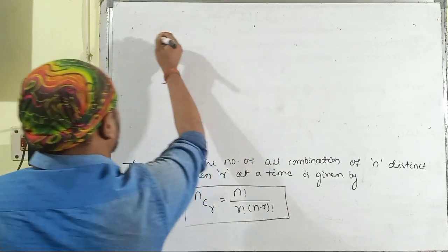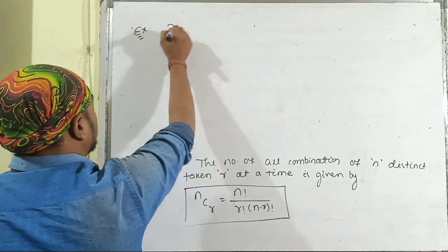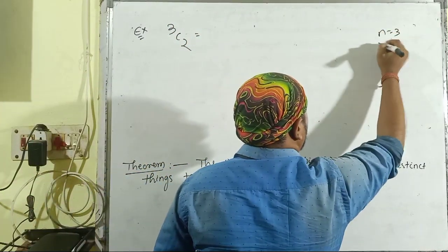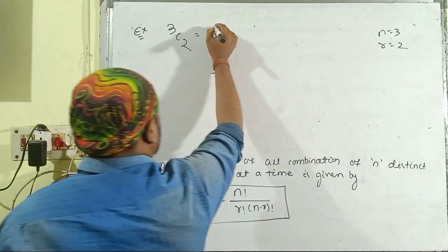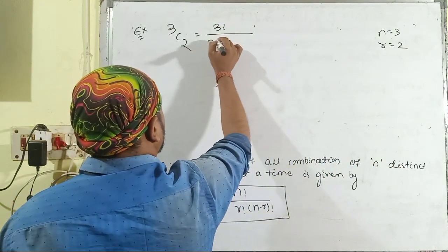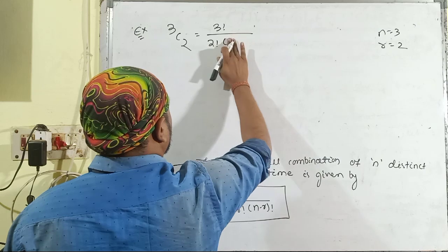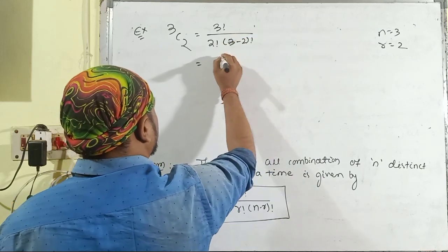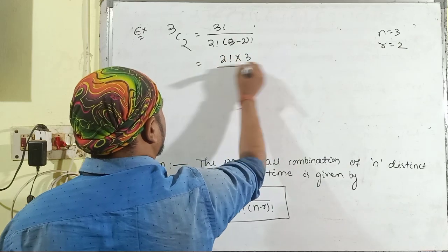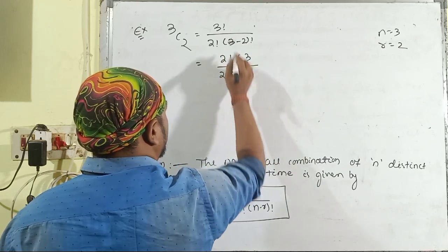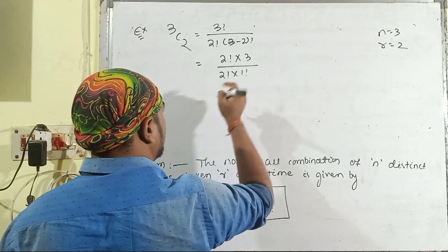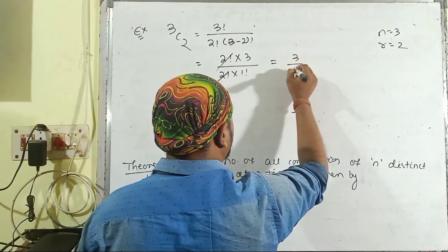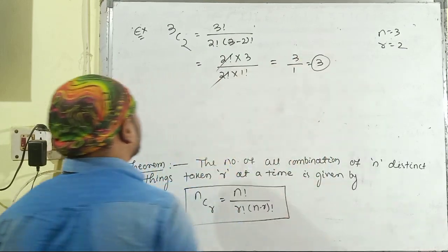Suppose we are going to evaluate, the first example is here, 3C2. Then here n is equal to 3 and r is equal to 2. So it will be 3 factorial divided by 2 factorial multiplied by factorial of 3 minus 2. Then it is 2 factorial multiplied by 3 divided by 2 factorial multiplied by 1 factorial, that means 1. Cancelling the common parts from the numerator and denominator, we have 3 divided by 1, that is equal to 3.